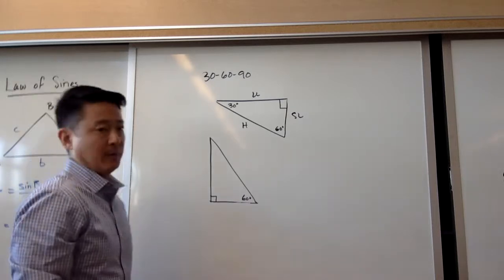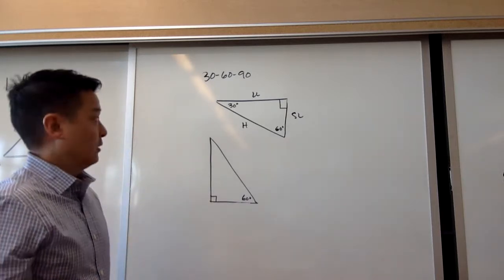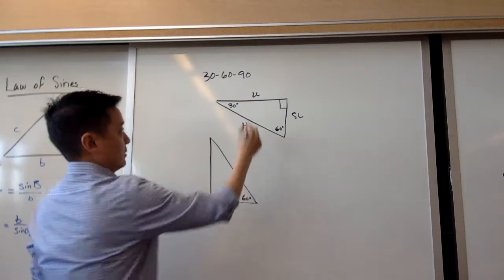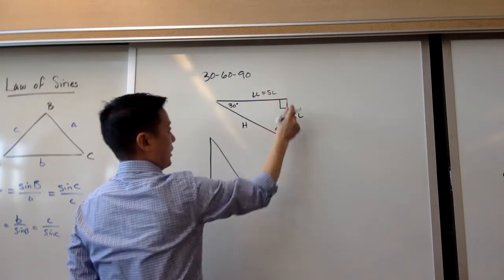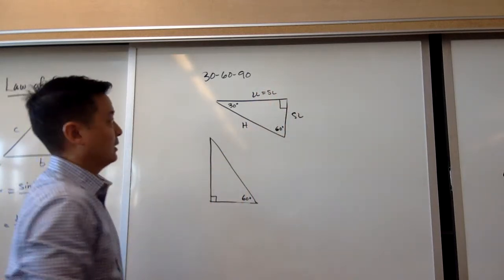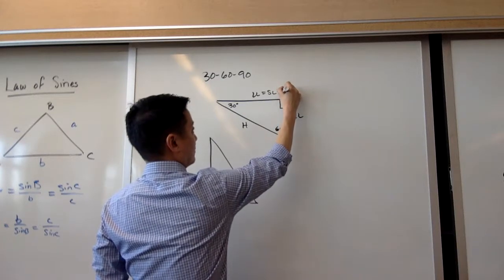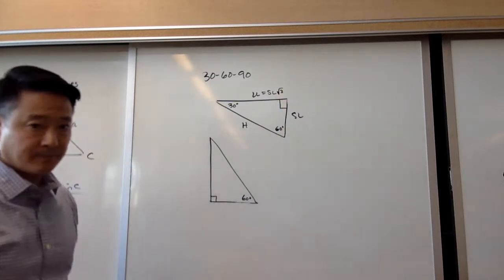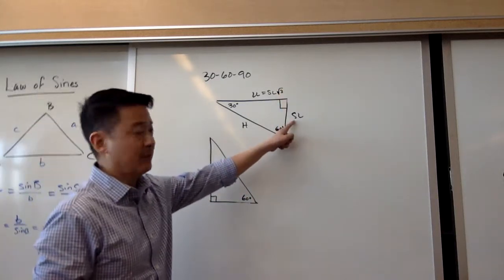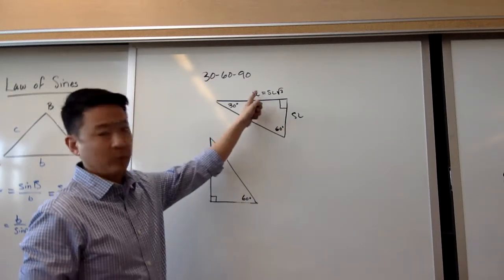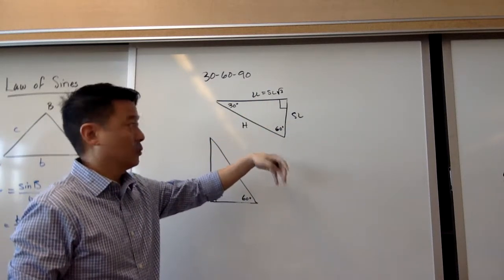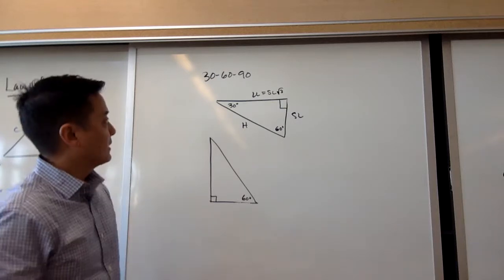Turns out that it's longer by exactly a factor of root 3. So the long leg is equal to whatever the short leg is times root 3. So if this was 17, then the long leg would be 17 root 3, or whatever, right?